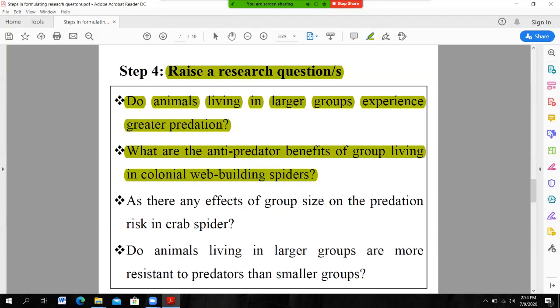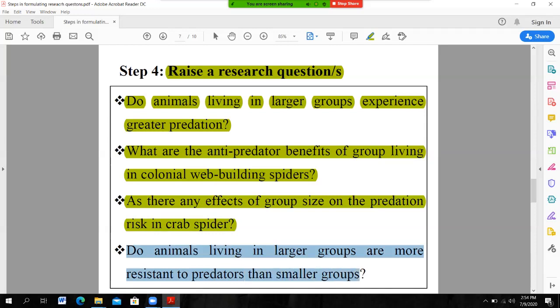Is there any effect of group size on the predation risk in crab spider? This may be another type of research question. Or, do animals living in larger groups are more resistant to predators than the smaller groups? This is another type of research question.